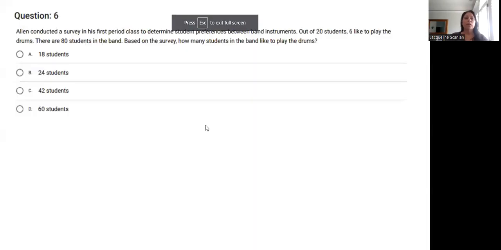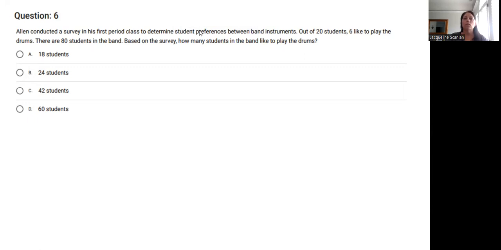All right, kiddos, let's keep going. Moving back into question number 6. It says, Alan conducted a survey in his first period class to determine student preferences between band instruments. Out of 20 students, 6 like to play the drums. There are 80 students in the band. Based on the survey, how many students in the band like to play the drums?